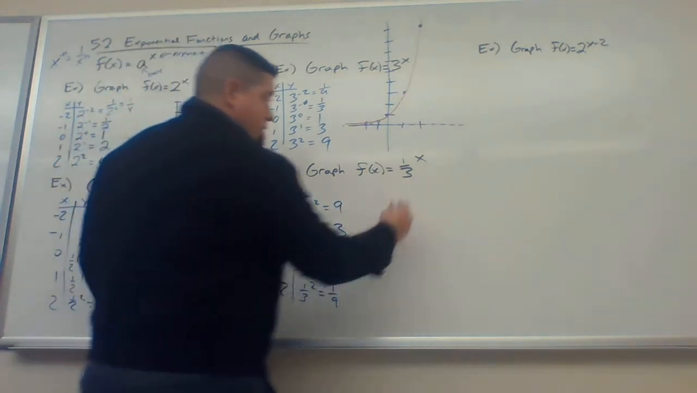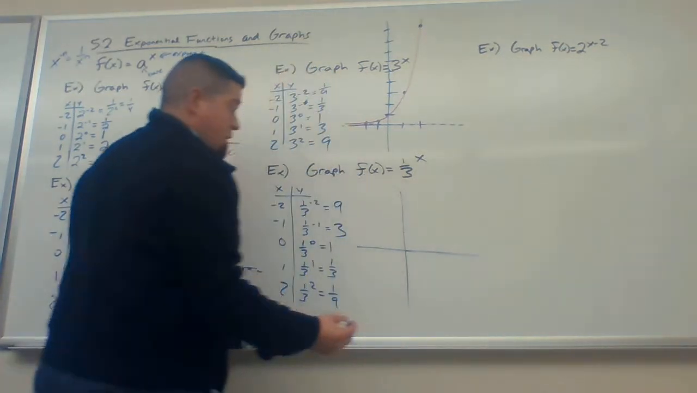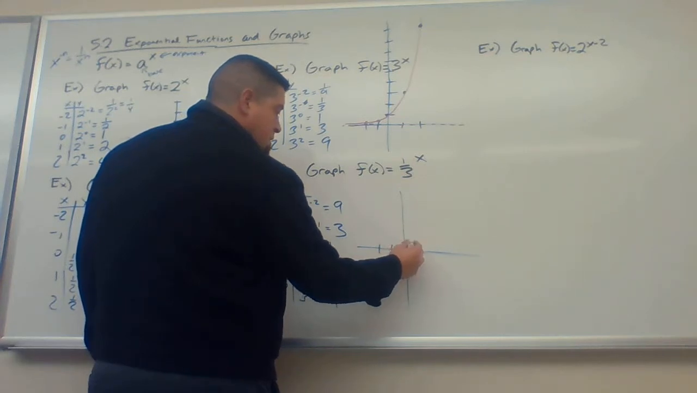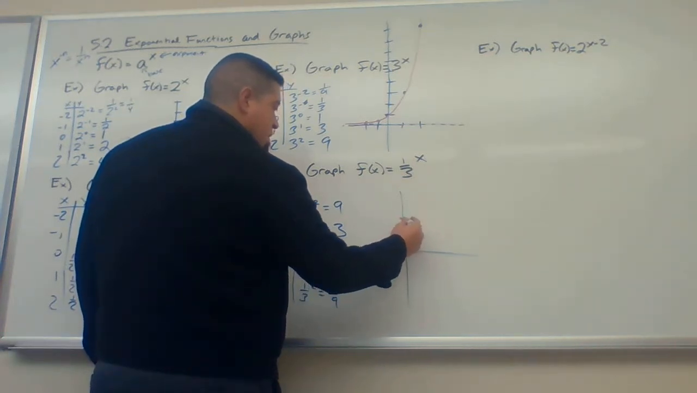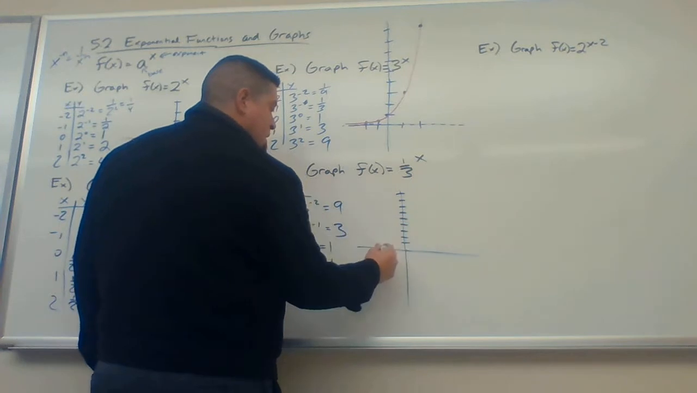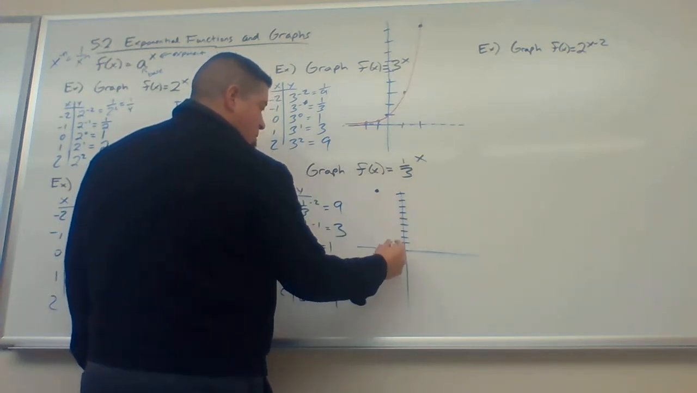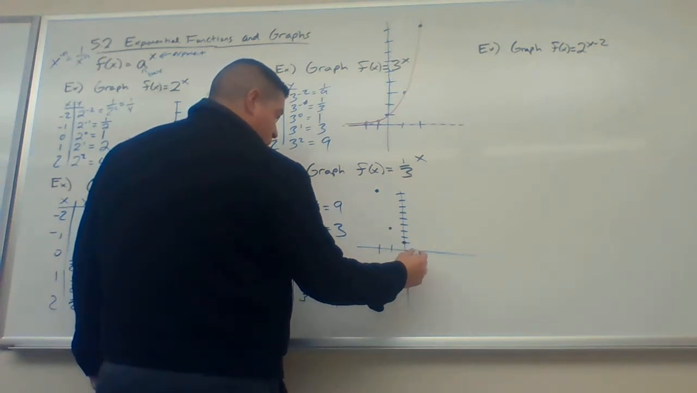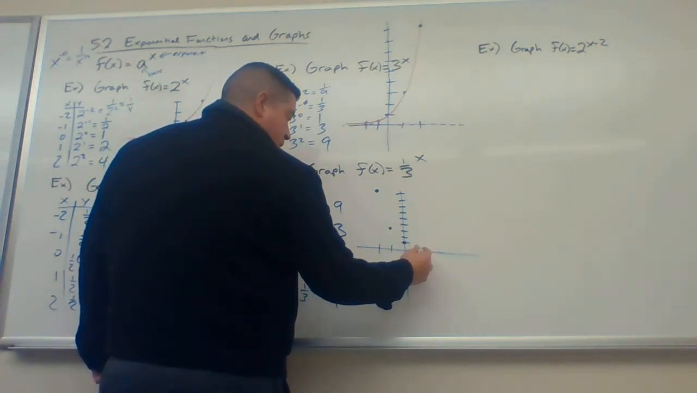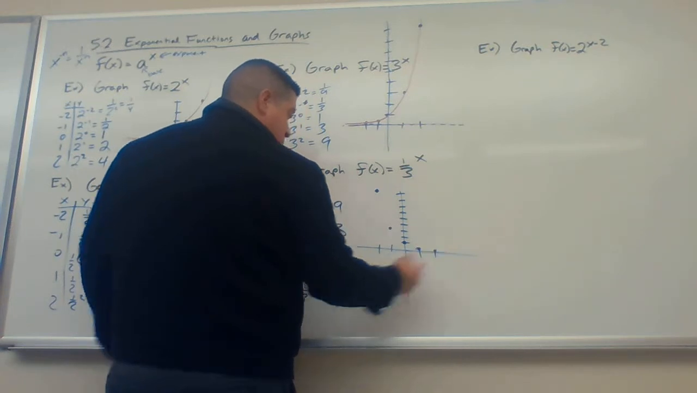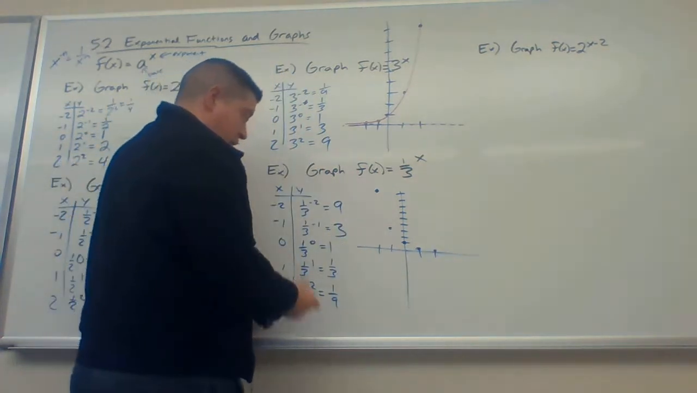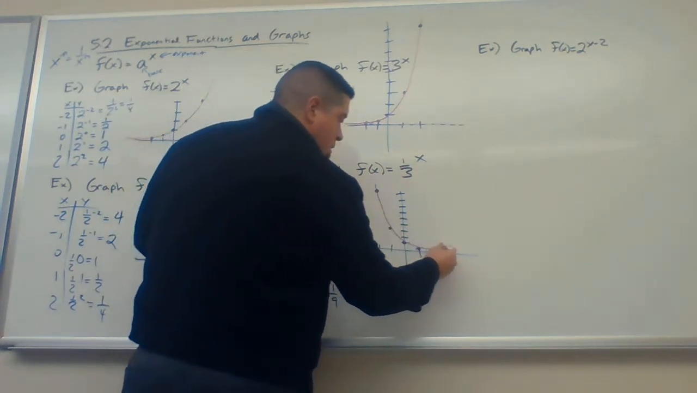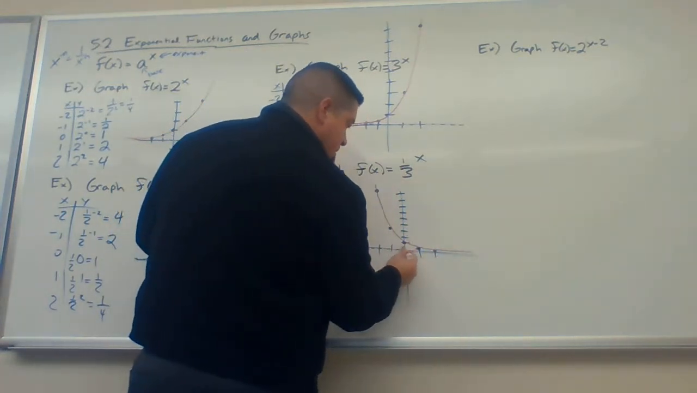So now I can graph it. Okay, so -2. Let me change my scale here a little bit. 1, 2, 3, 4, 5, 6, 7, 8, 9. -2, 9. -1, 3. 0, 1. 1, 1/3, and then 2, 1/9. Okay, so I have this graph. Now, some questions in the same asymptote.